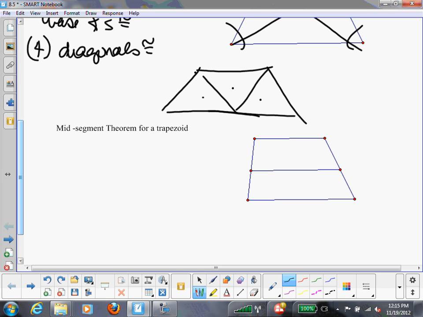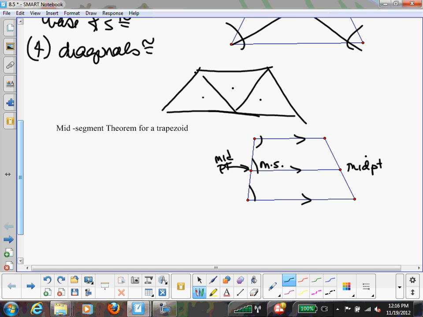Okay. So the mid-segment is right here. It is going to be parallel. This is your mid-segment, MS. Okay. It connects the midpoints of the sides. Okay. They're parallel, so don't we have angles that are congruent along the sides?